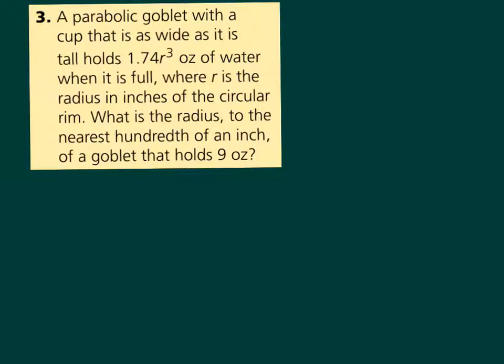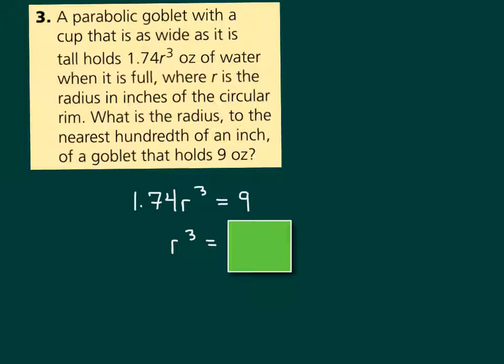You read the problem, you determine the variables, and then you write the equation, and here what we have is 1.74 r cubed equals 9. We solve for r by isolating the r first, so we get r cubed is 1.74 over 9. So like I said, it's 9 over 1.74.